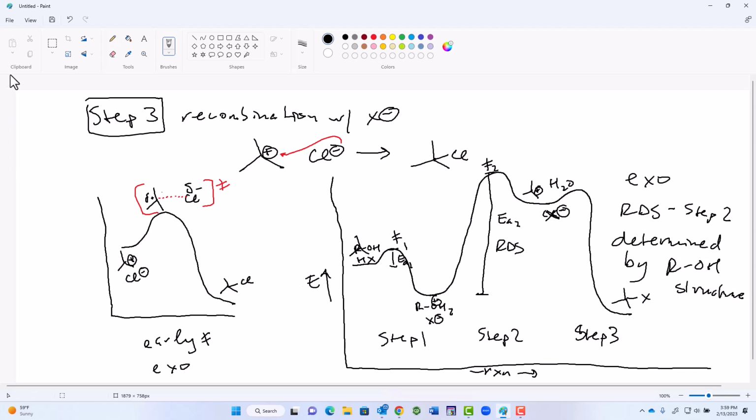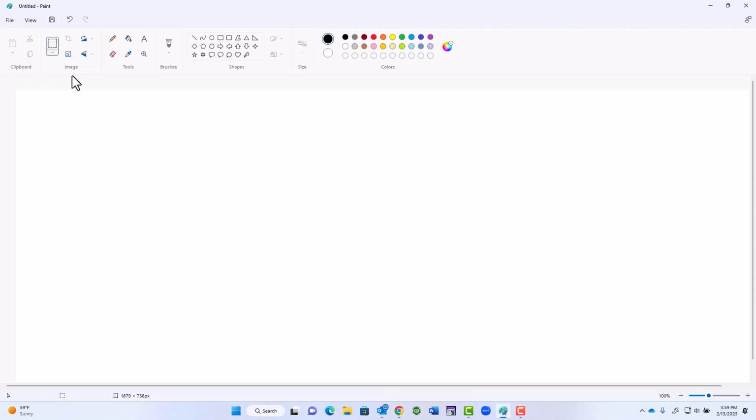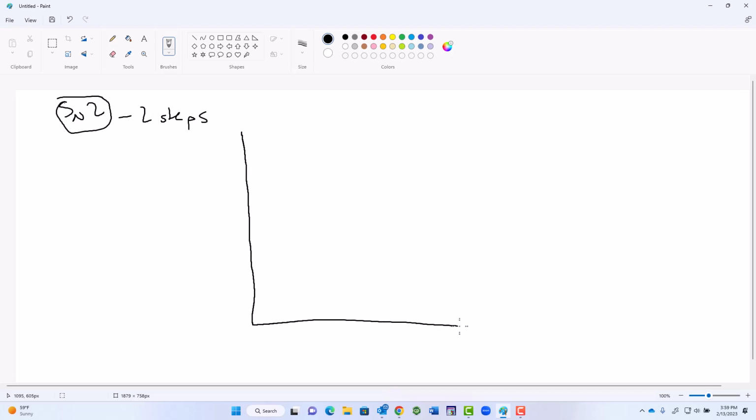Now, in comparison, let's examine an SN2 mechanism. So SN2 mechanisms are shorter. SN2, remember, it's only 2 steps. It's protonation and then nucleophilic attack. So let's look at this in one diagram. Remember, we're going to have protonation of the alcohol. That's going to be the same exothermic, downhill, favorable.